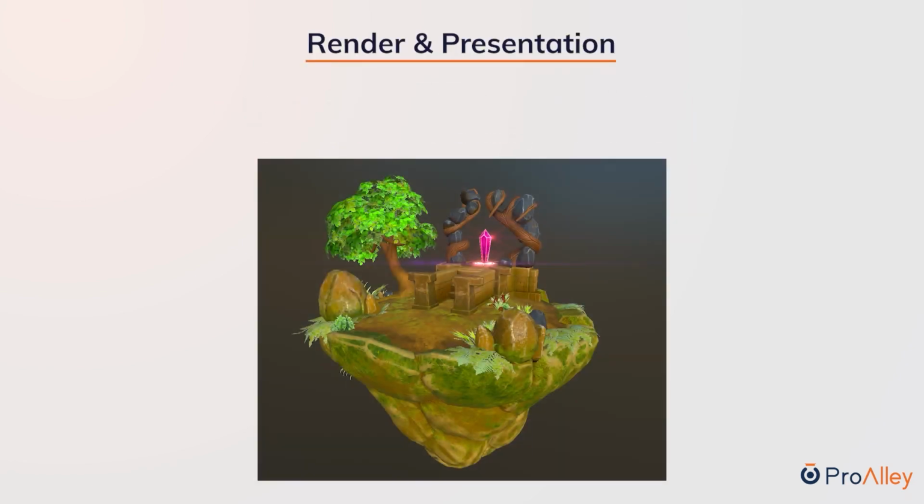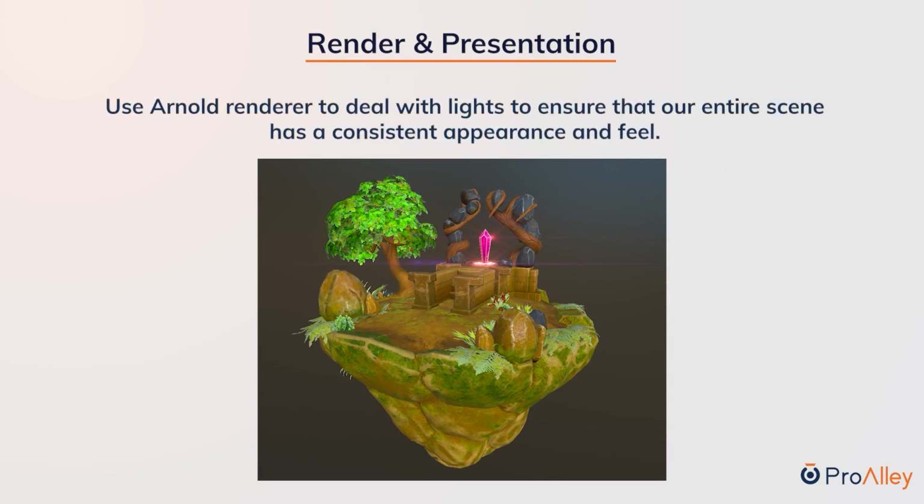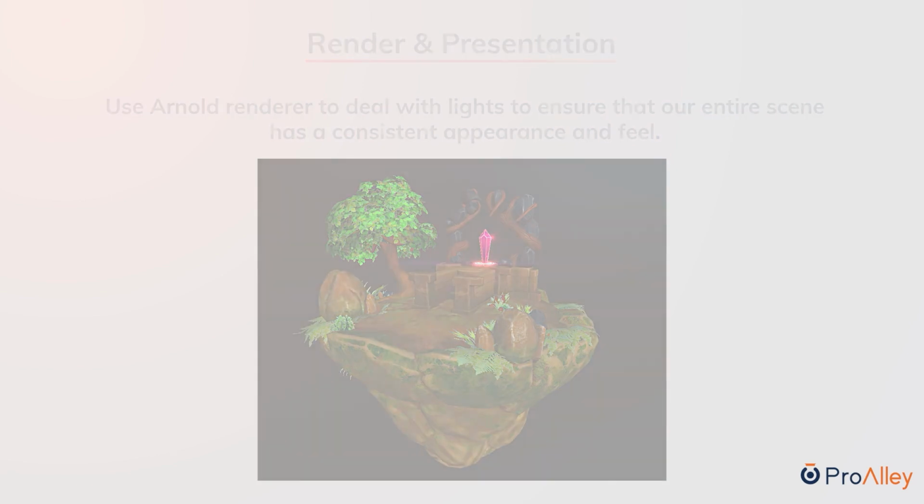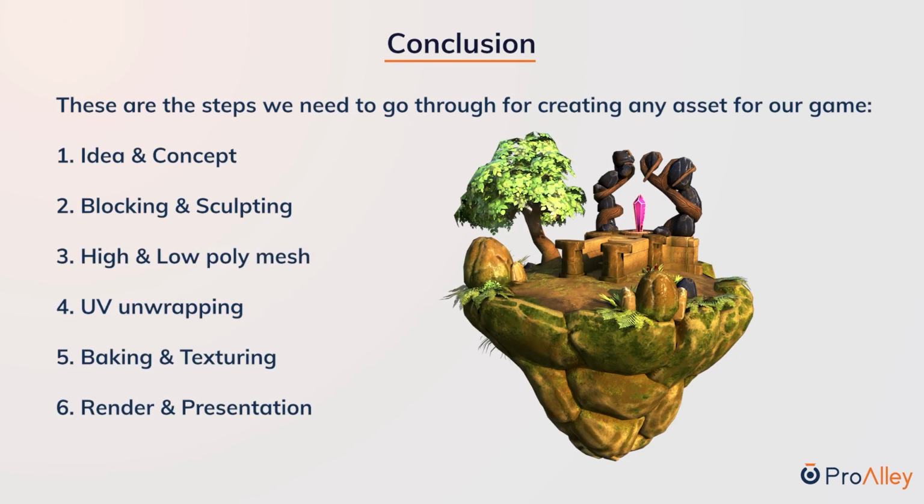The last step is presentation, lighting and rendering. This is where you can make an asset appear fantastic. Here you will use the Arnold renderer to deal with lights to ensure that our entire scene has a consistent appearance and feel. So that's how the typical workflow of 3D game asset development works. Again, it may vary and depend on the size of the project.